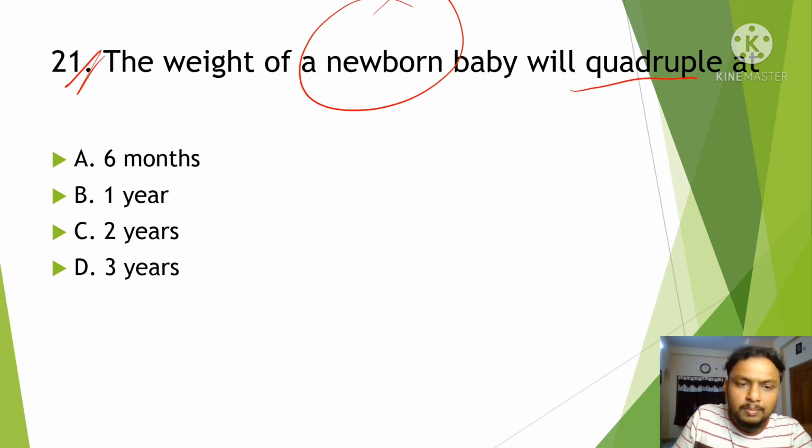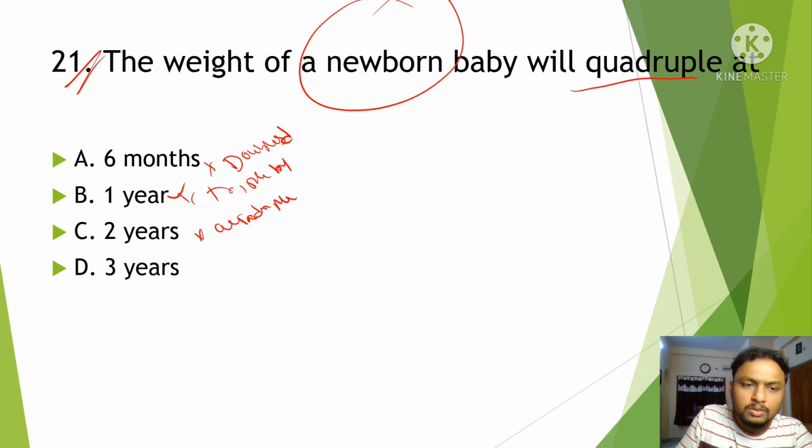Your baby's weight will be doubled by 6 months, tripled by 1 year, and quadrupled by 2 years. So the answer is 2 years.